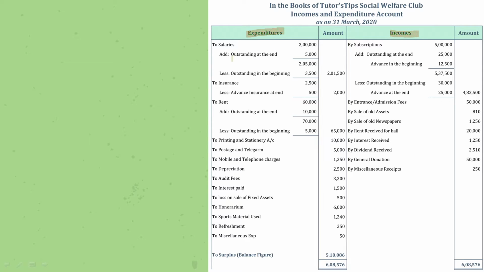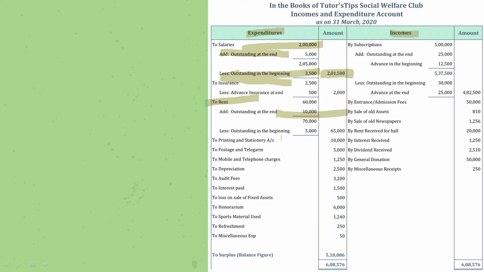Now for expenditure, we can have salaries that we paid this year, but mind you, we'll subtract all the salaries that are not of this year, that is, of the previous year or last year, so that we get the salary that is actually of this year. Same with insurance, rent. So we're going to do all the adjustments here in order to make sure that all the items we are writing belong to this accounting year only.